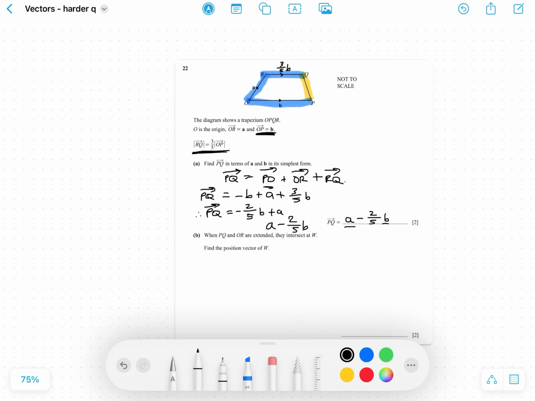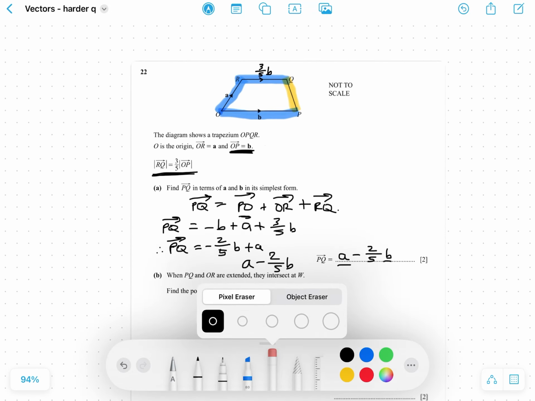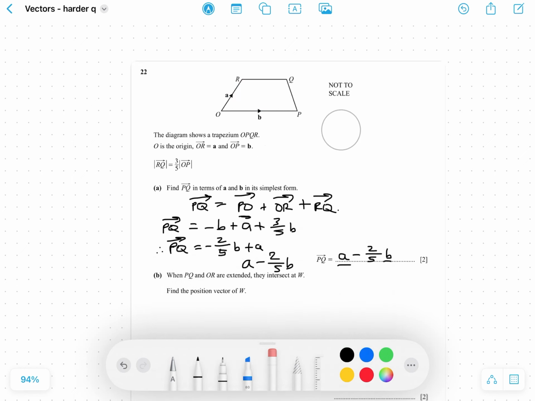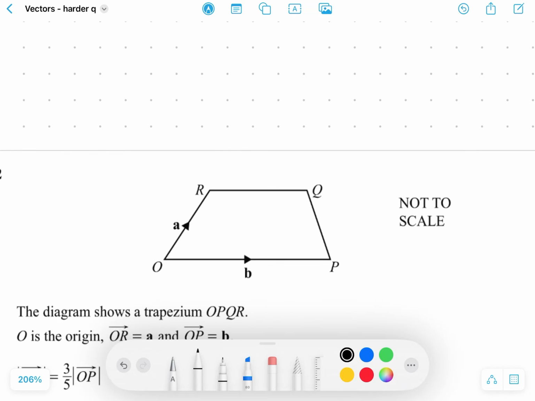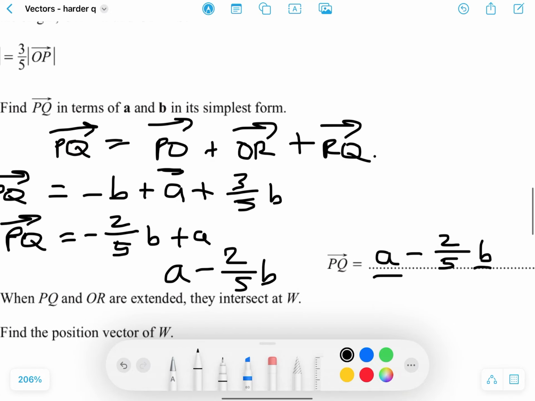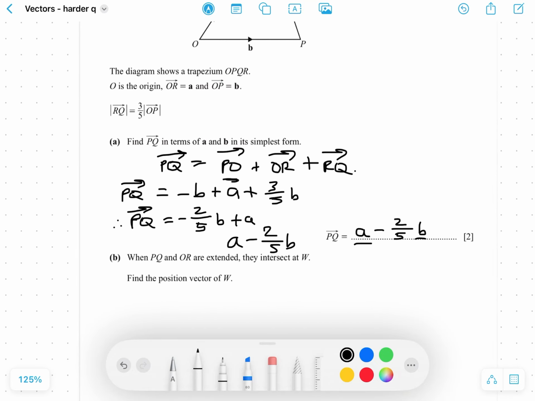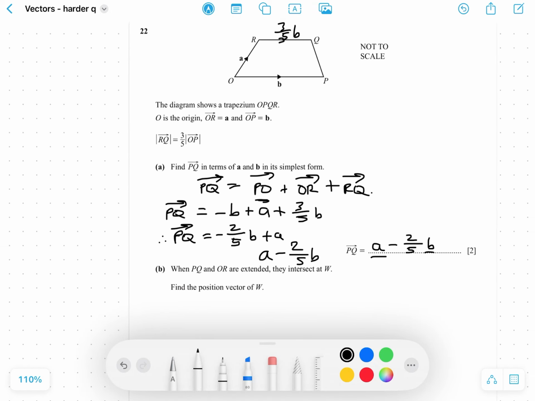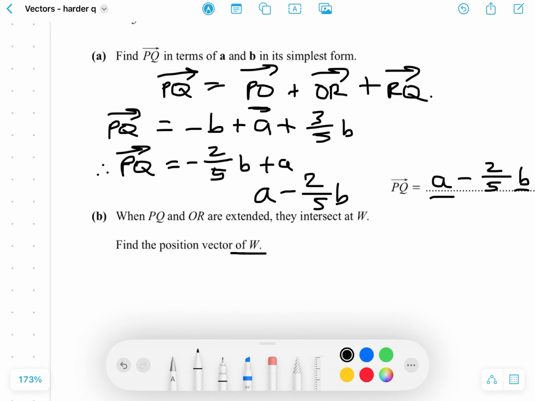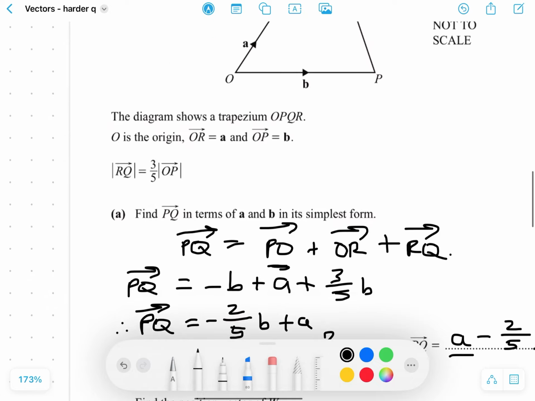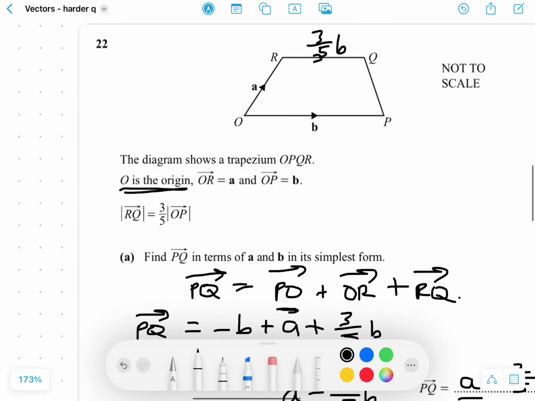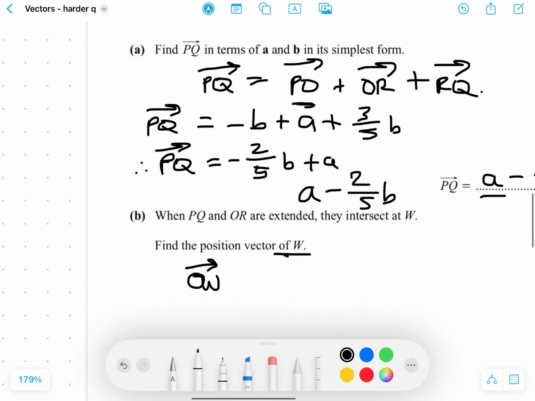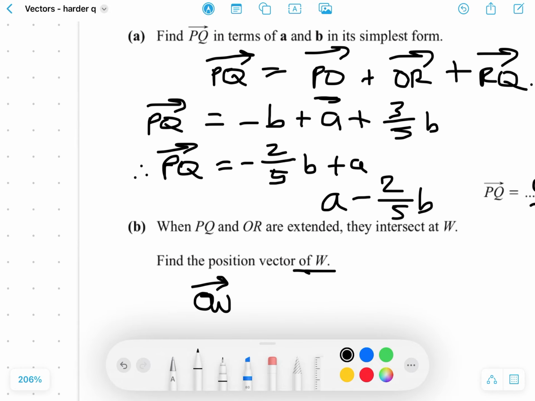Okay, so for the second part, when PQ and QR are extended, they intersect at W. Find the position vector of W. So the position vector is essentially from the origin to W. So what they're asking us here is from the origin, which is O, to W, which is OW. So they're asking us what the vector OW is.